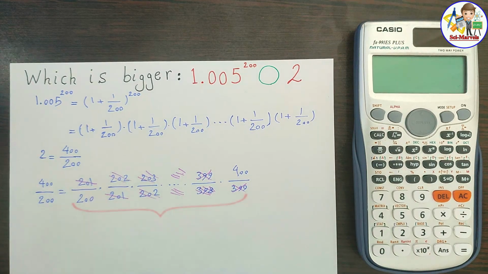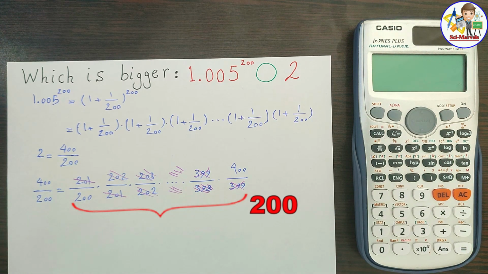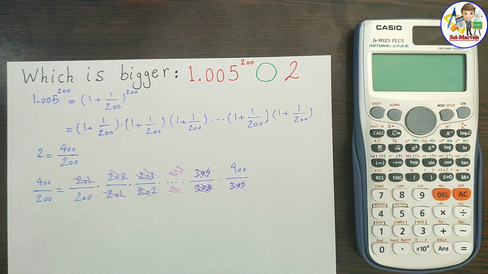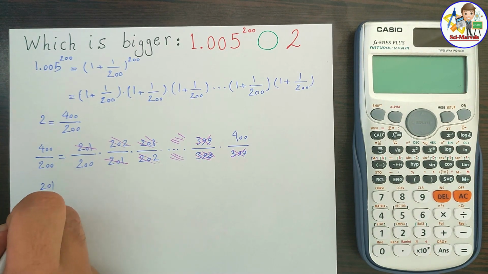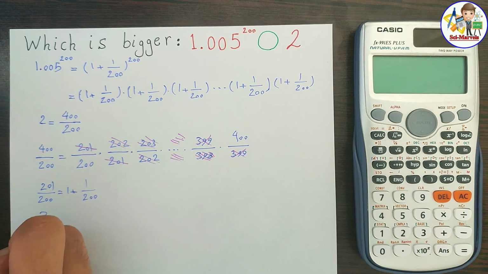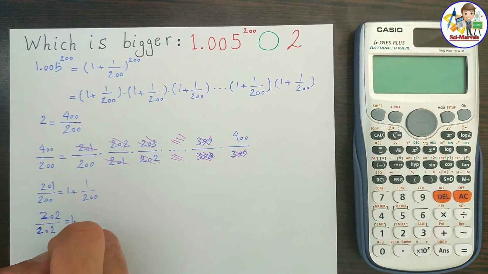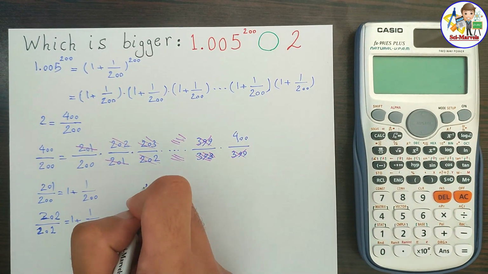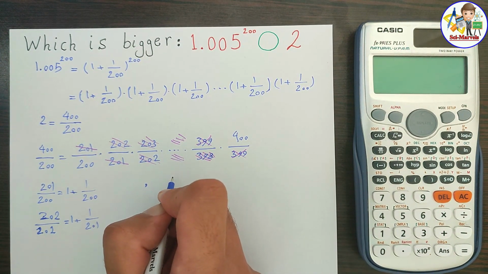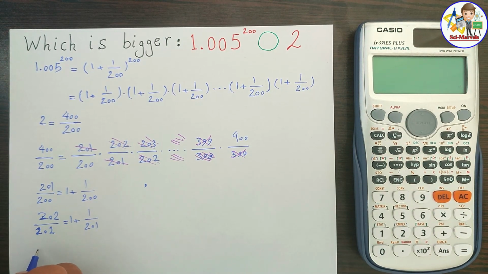Now I have a question. How many numbers are there in the product? Of course, again 200. So we should find how we can write this term in the previous form. The first one, 201 over 200 equals 1 plus 1 over 200. The second one, 202 over 201 equals 1 plus 1 over 201. The third one, 203 over 202 equals 1 plus 1 over 202.